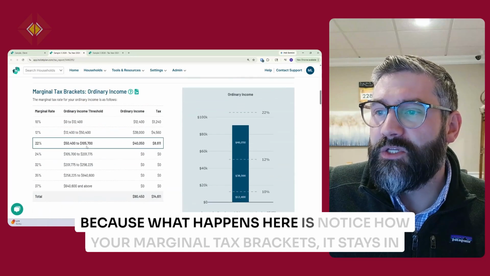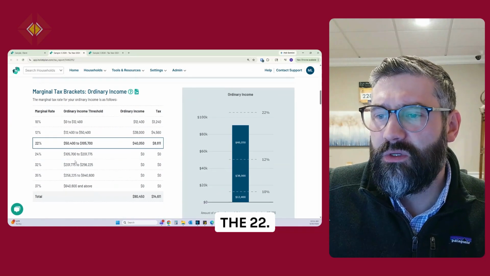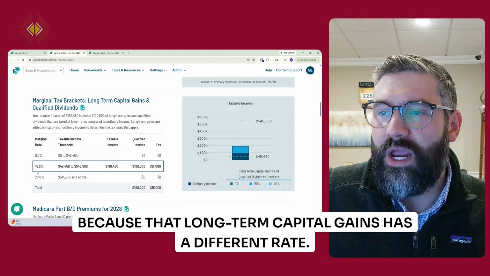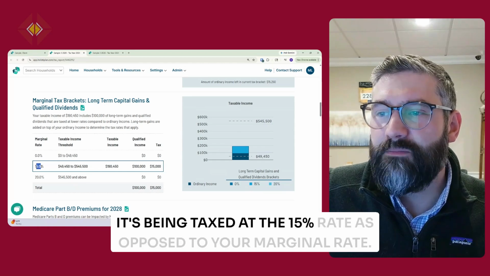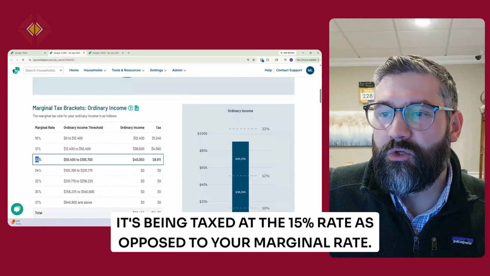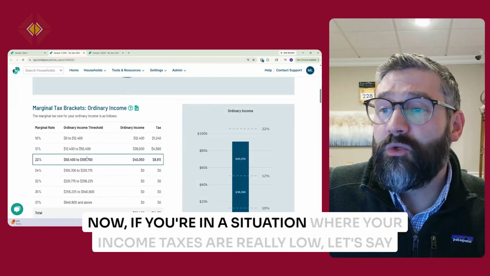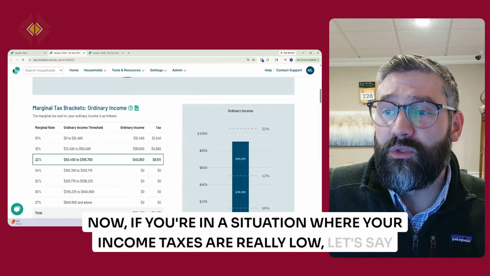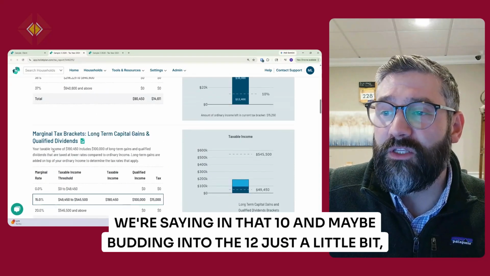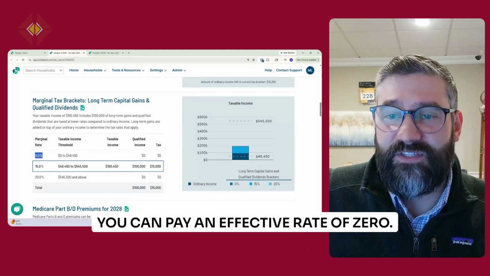Because what happens here is, notice how your marginal tax brackets, it stays in the 22. Why? Because that long-term capital gains has a different rate. It's being taxed at the 15% rate, as opposed to your marginal rate. Your short-term taxes are going to be taxed at your income tax rate. Now, if you're in a situation where your income taxes are really low, let's say we're saying in that 10 and maybe butting into the 12 just a little bit, notice where you can be with those capital gains. You can pay an effective rate of 0.